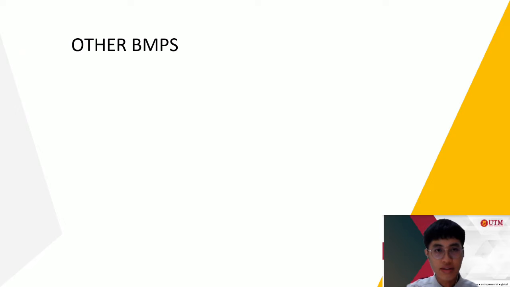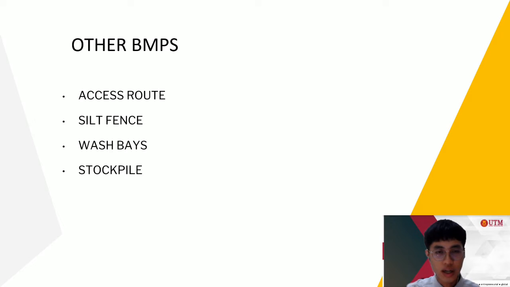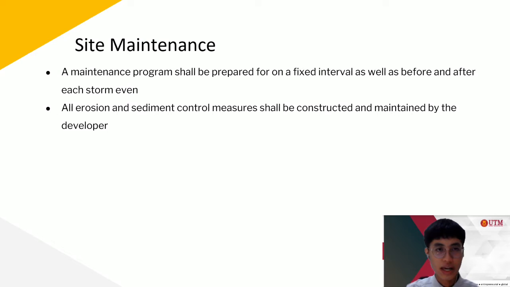From the guidelines for erosion and sediment control in Malaysia, the other measures of ESCP are access road, silt fence, wash bay, and also a stockpile. Next is site maintenance. A maintenance program should be prepared for a fixed interval as well as before and after each storm event. All erosion and sediment control measures shall be constructed and maintained by the developer.